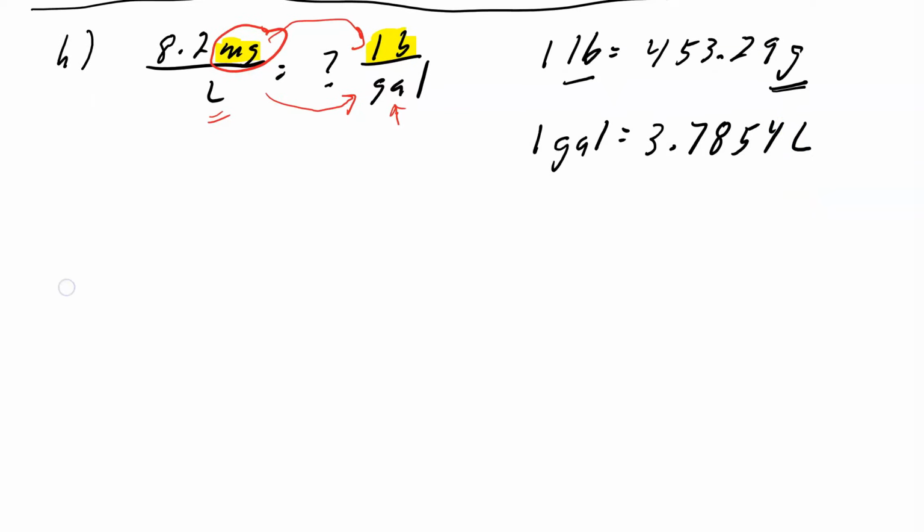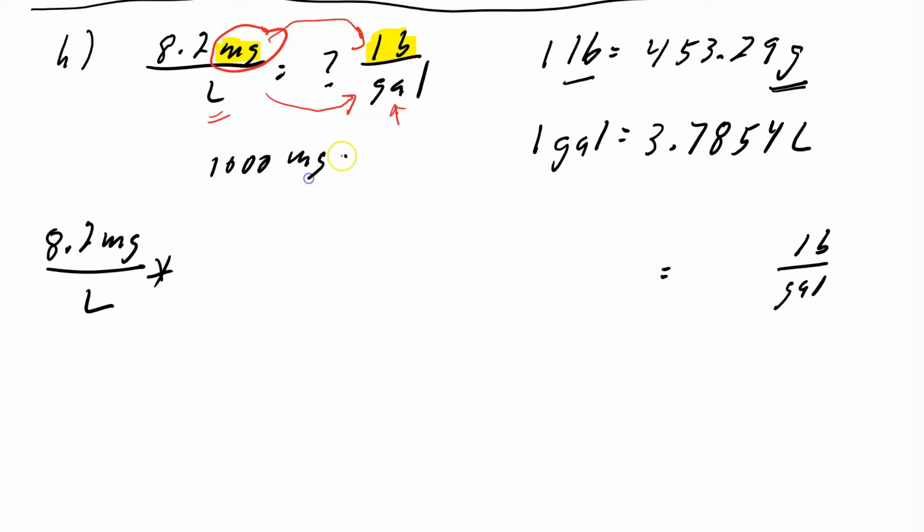We're going to start in the usual way. We're going to write our measurement given, 8.2 milligrams per liter. Our answer is going to be in pounds per gallon. First, we want to convert milligrams to grams. So our conversion factor, 1,000 milligrams equals 1 gram. That's something you need to know.